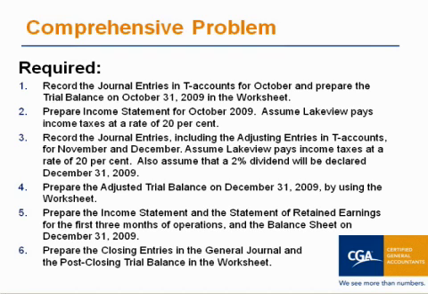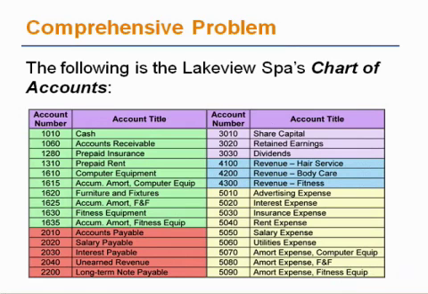So let's look at some of the materials that you've been provided with. This is Lakeview's chart of accounts. These are all of the accounts that we'll need in order to do all of our postings. Cash, accounts receivable, prepaid insurance, prepaid rent. We've got computer equipment with the accumulated amortization contra account, furniture and fixtures, along with the accompanying contra account, accumulated amortization, furniture and fixtures. We've got fitness equipment, along with the contra account, accumulated amortization, fitness equipment.